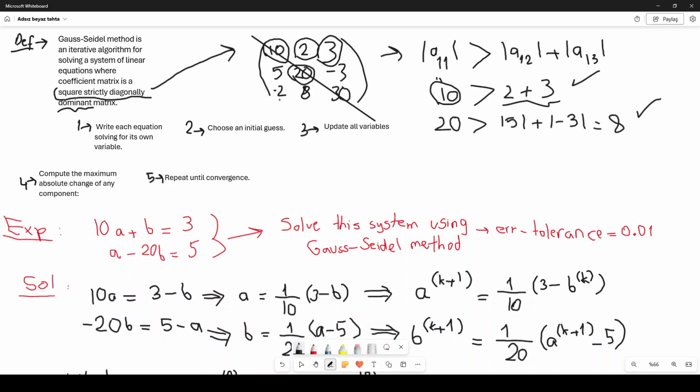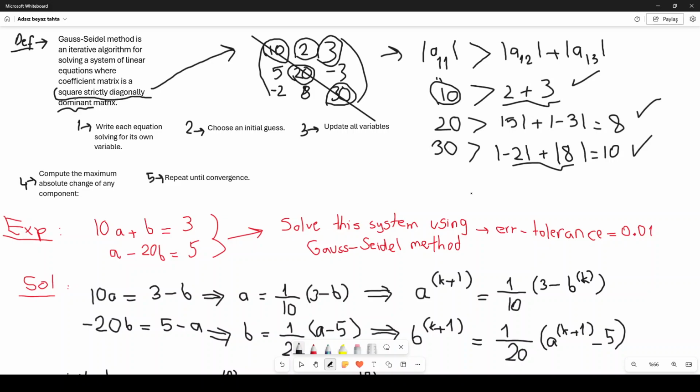And at last I check whether this property is satisfied for the third row. And what is the diagonal entry in the third row? We have 30, right? So 30 should be strictly greater than the sum of the other values in the same row, which are minus 2 and 8 for this given matrix. And the right hand side sum is equal to what? It is equal to 10, right? So again, 30 is strictly greater than 10, and the third row also satisfies this property.